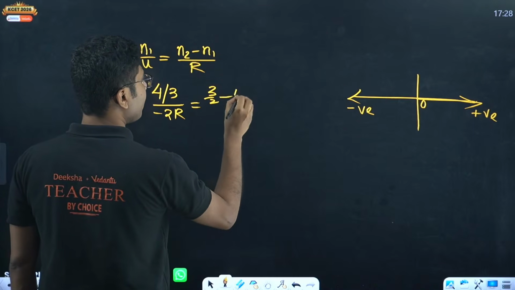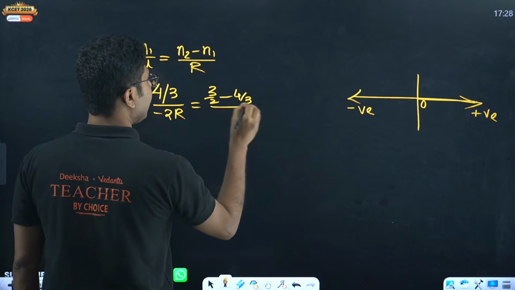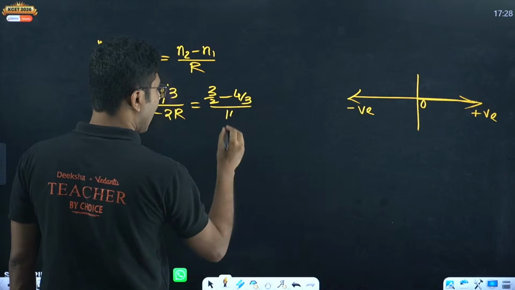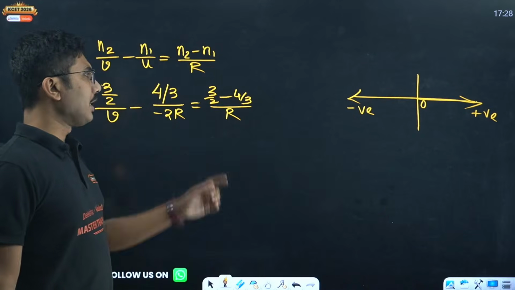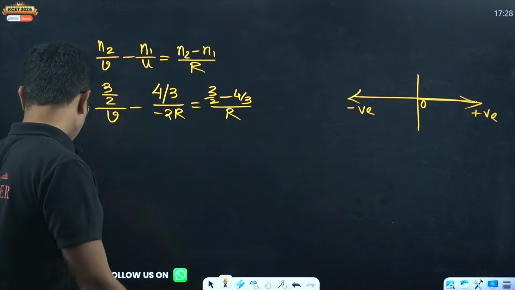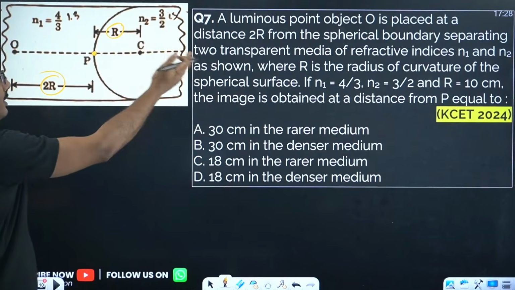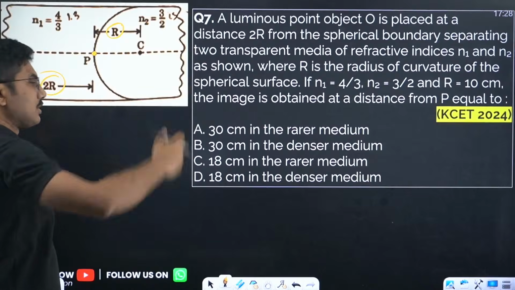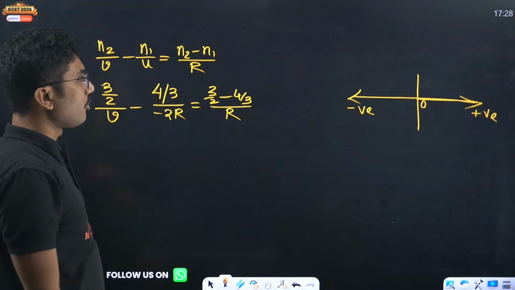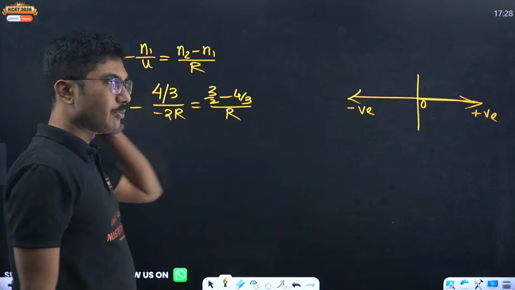And that is equal to 3/2 minus 4/3 divided by 10 centimeter, or r. Let me write it r here. We will put the 10 centimeter later on. Now here r is positive. Why is r positive? The curvature is on this side, so r must be on the right hand side, that is along the positive x-axis. So r is positive.